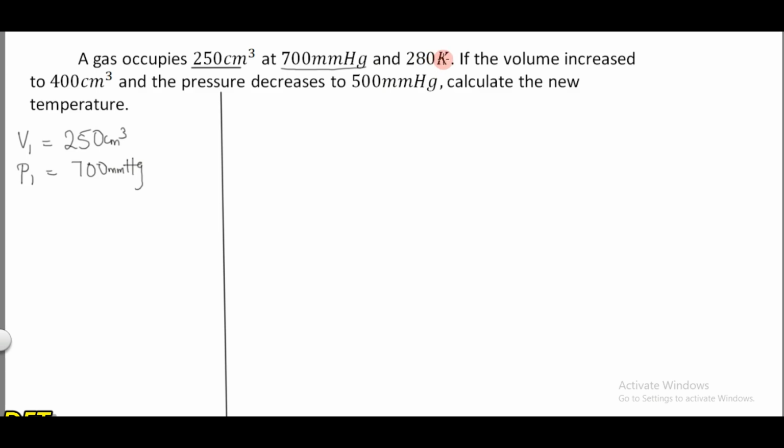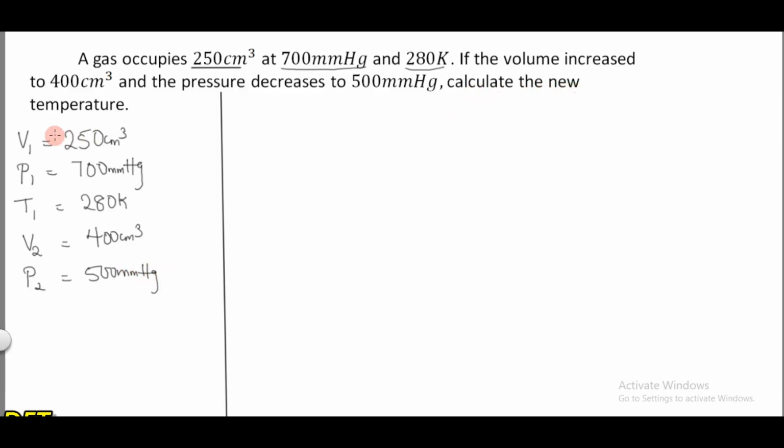And 280 Kelvin. That tells me about temperature, right? So my T1 is equal to what? 280 Kelvin. These are what we got, right? If the volume increased to 400 cm³, that will be our V2, right? And the pressure decreases to 500 millimeters of mercury, so my pressure P2 is 500 millimeters of mercury.